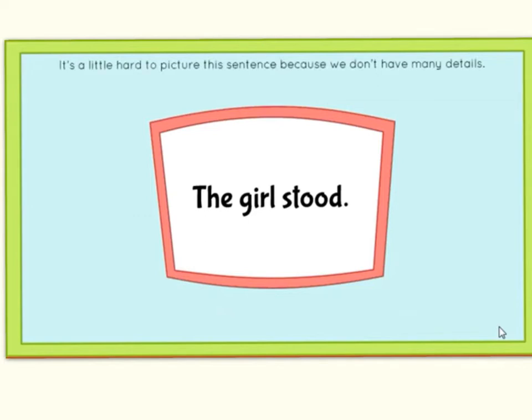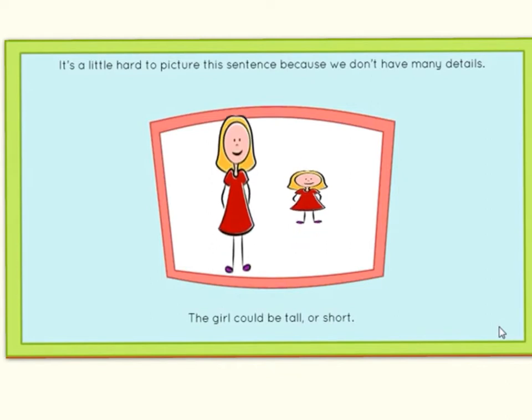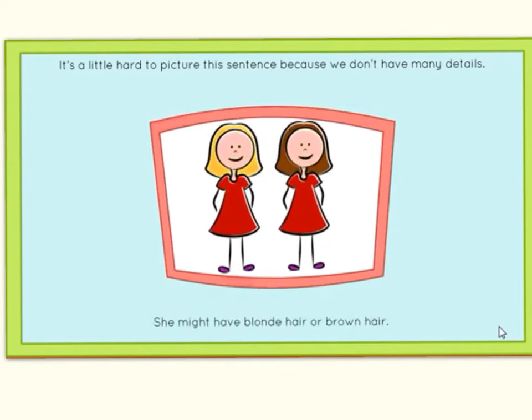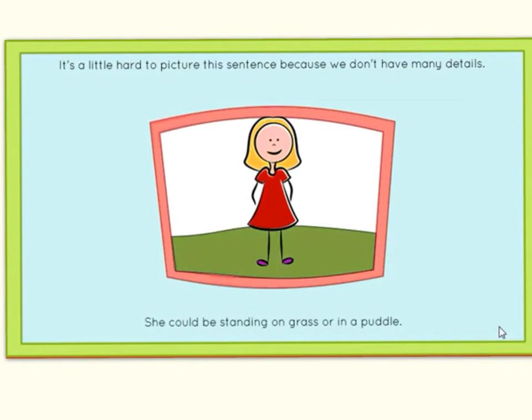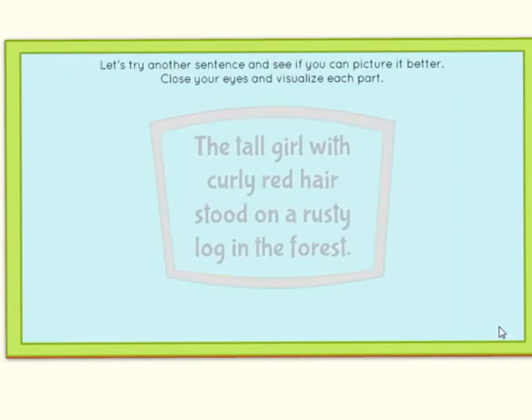So how can we make this sentence better? The girl could have been short, she could have been tall, she could have had blonde hair or brown hair, she could have been standing on grass or in a puddle, okay? So let's try another sentence.